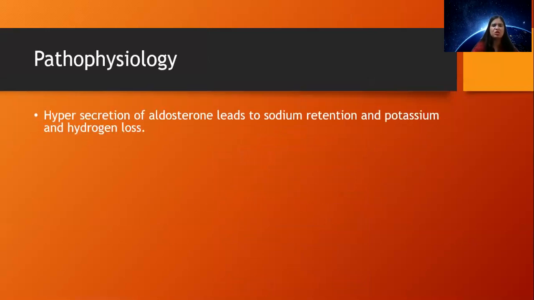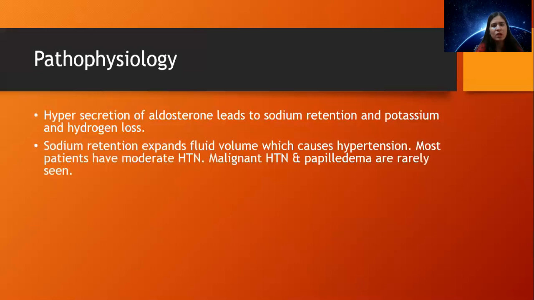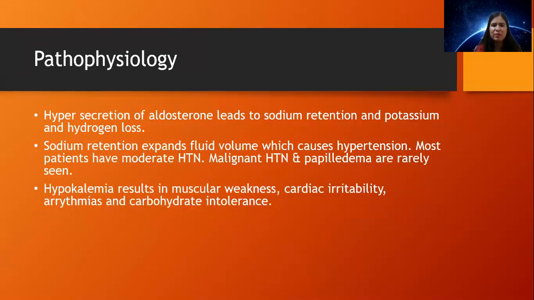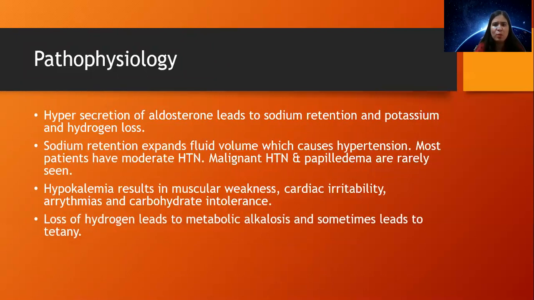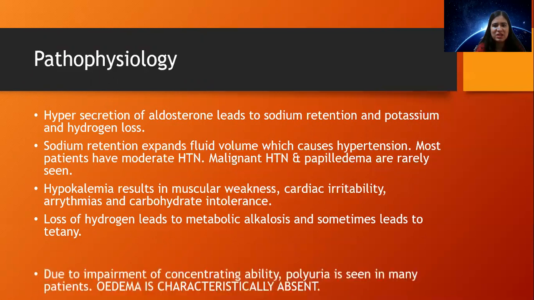Pathophysiology: hypersecretion of aldosterone will lead to sodium retention and potassium and hydrogen loss. Sodium retention will expand the fluid volume, which will cause hypertension. Most patients will have moderate hypertension. Malignant hypertension and papilledema are rarely seen. Hypokalemia will result in muscular weakness, cardiac irritability, arrhythmias, and carbohydrate intolerance. So you will have a patient with hypertension who has an increased risk of heart attacks and arrhythmias. And loss of hydrogen leads to metabolic alkalosis and sometimes may lead to tetany due to low ionized calcium levels.